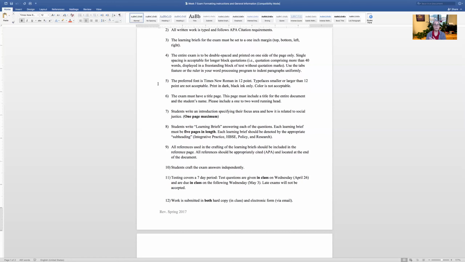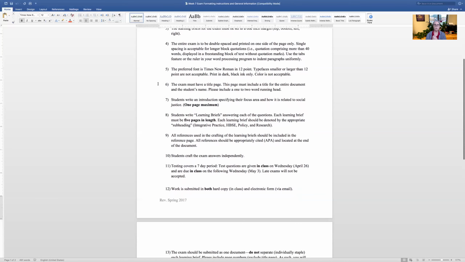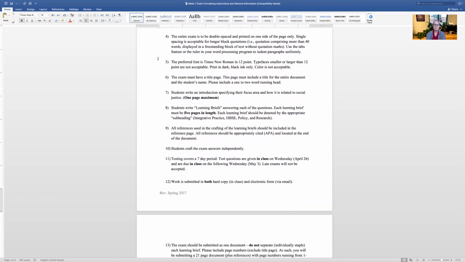The entire exam is double spaced, and you can see here are old school instructions to print on one side of the page only. I expect most people will send this to me as a digital document that's uploaded to Moodle. If you don't have access to Wi-Fi, you can send me a printed copy. And if you're in that situation as well, please let me know and I'll send you my home mailing address so that you can mail it to my home.